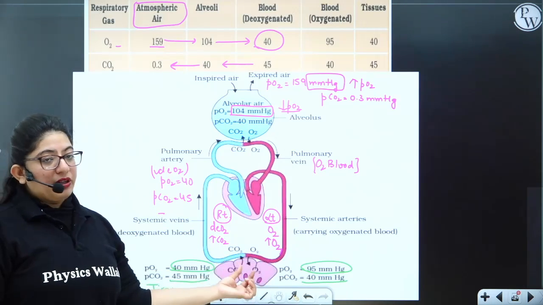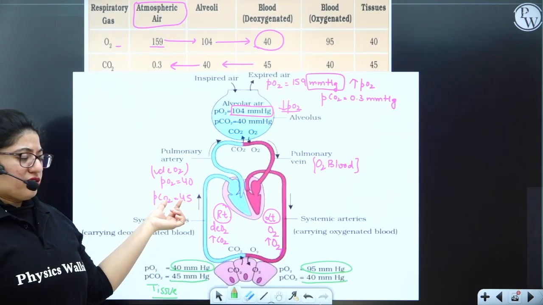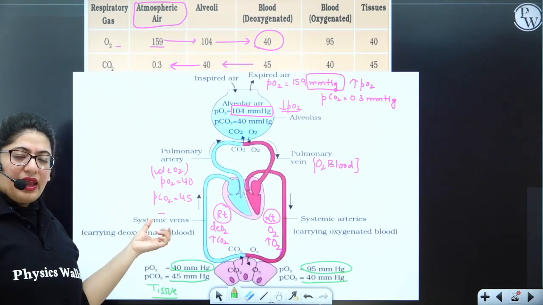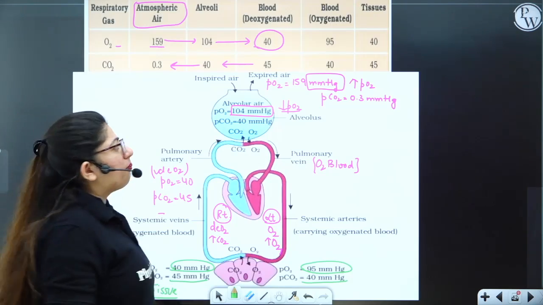Since it has higher PCO2 level, it will move from tissues into the oxygenated blood. Now the blood will become deoxygenated and it will be carrying the partial pressure of oxygen that is 40 and CO2 as 45. It's quite simple. You just need to remember all this.